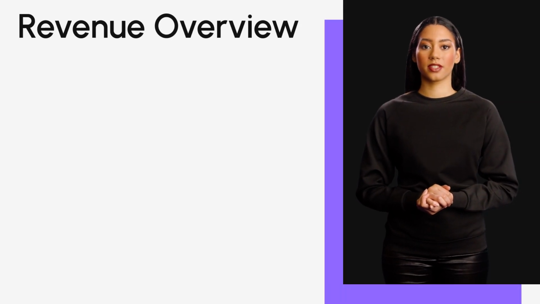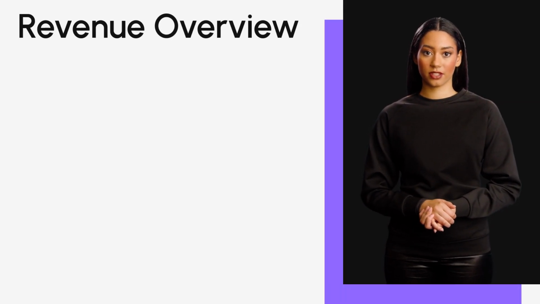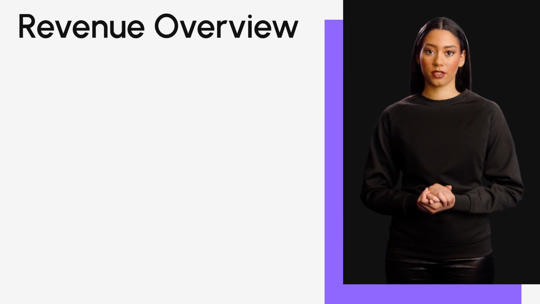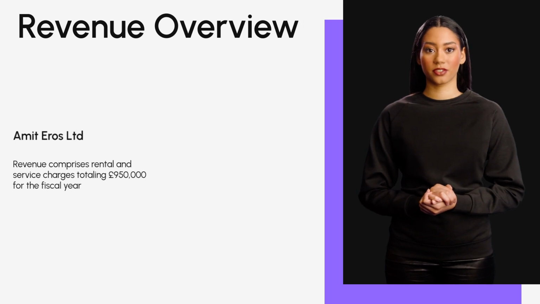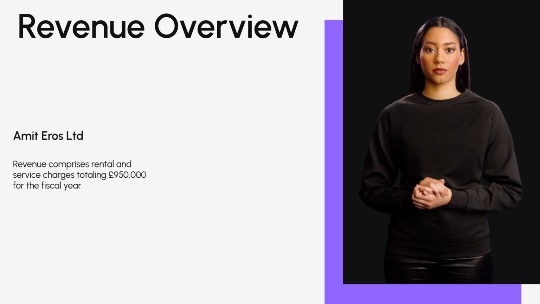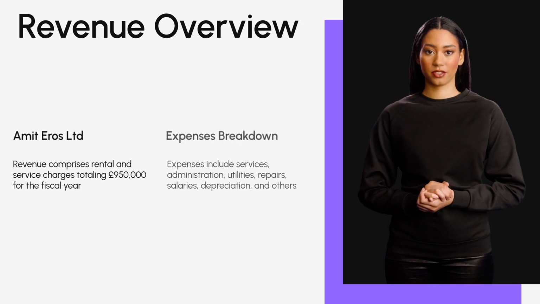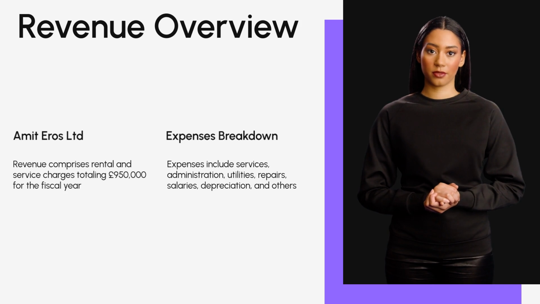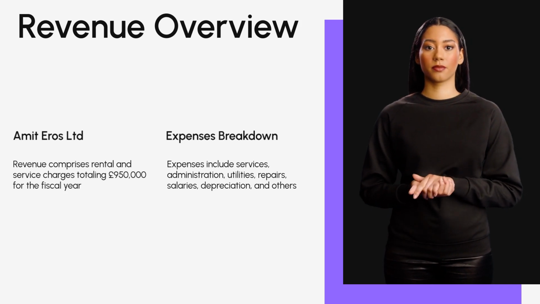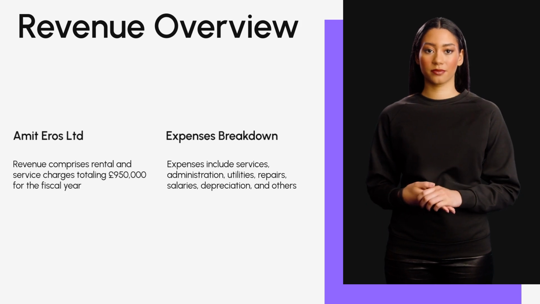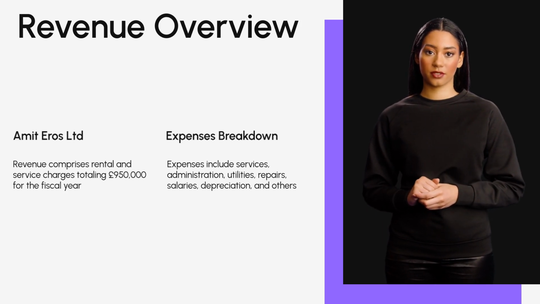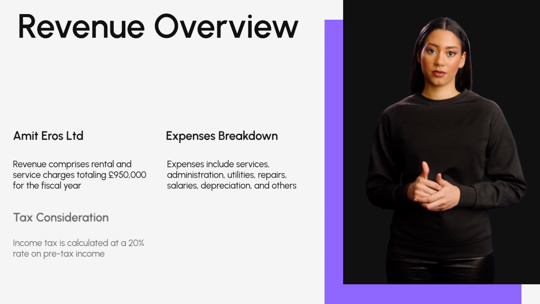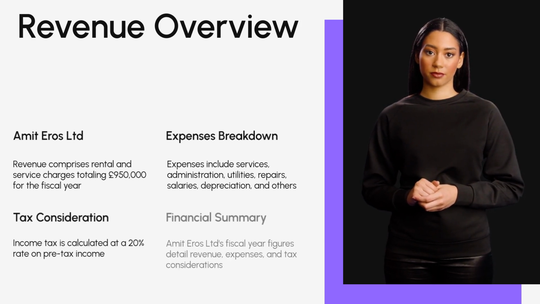For this example, let's consider the following assumed figures for ATHE Eros Limited for the fiscal year. Revenue includes rental income of £800,000 and service charges of £150,000. Expenses include cost of services of £200,000, administrative expenses of £120,000, utilities of £80,000, maintenance and repairs of £50,000, salaries and wages of £200,000, depreciation of £40,000, and other expenses of £30,000. Income tax expense assumes a tax rate of 20% on pre-tax income.